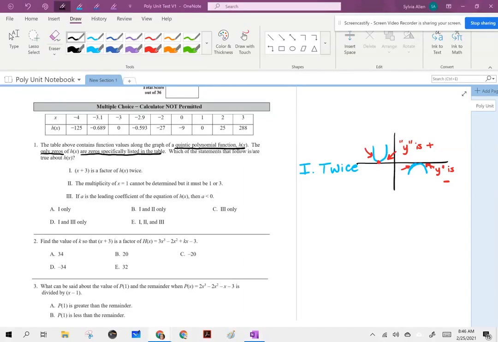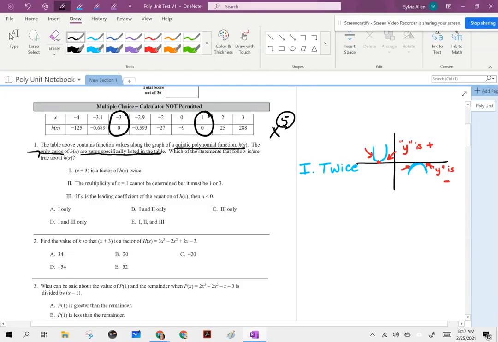Okay, so let's take a look at number 1. We've got a table. It says that the table above contains function values along the graph of a quintic polynomial function h of x. So we know that this is a 5th degree polynomial. It also says that the only zeros of h of x are zeros specifically listed in the table. So let's focus on those specific zeros.